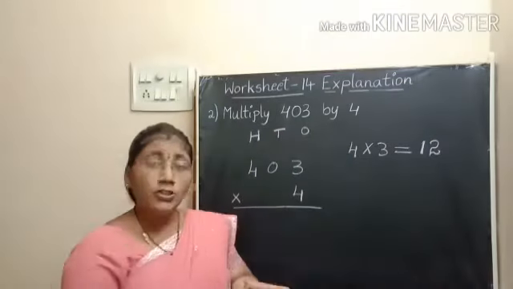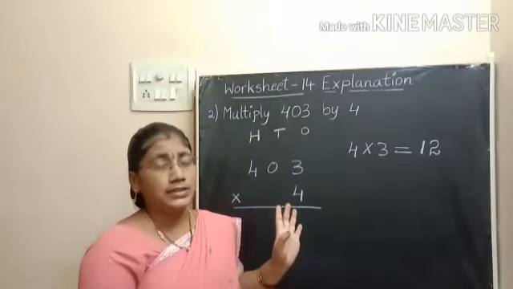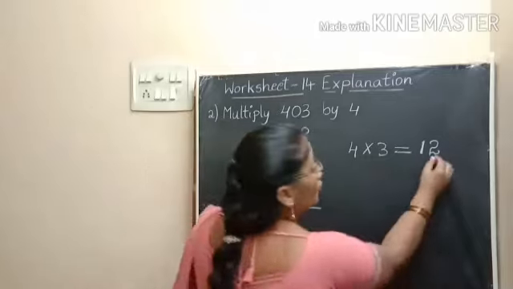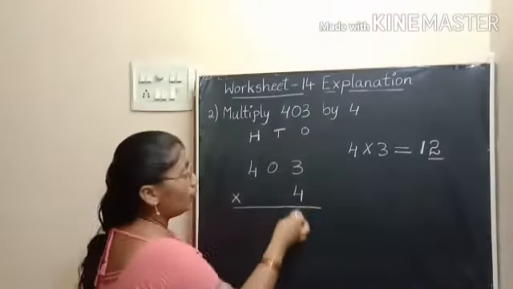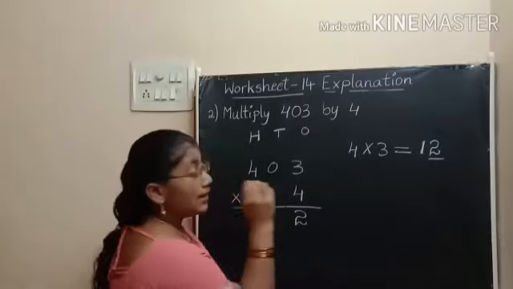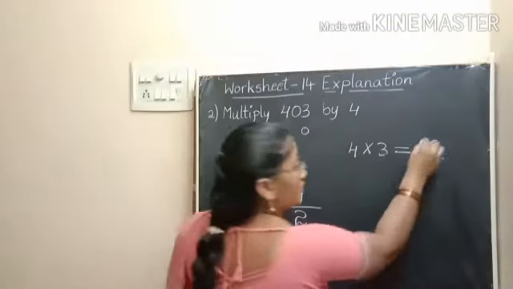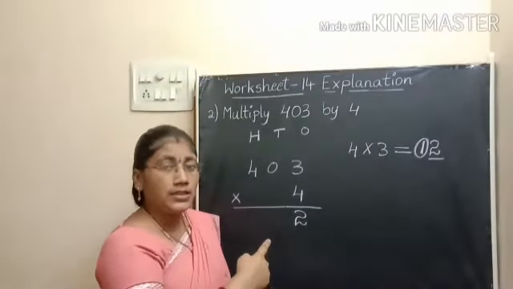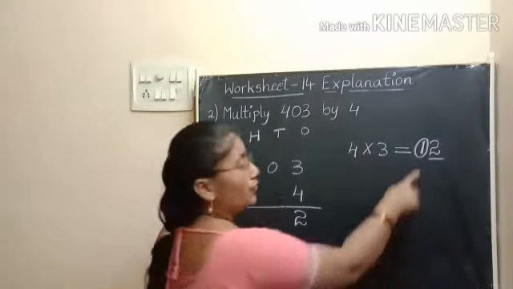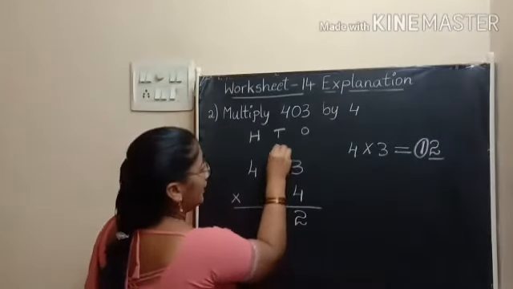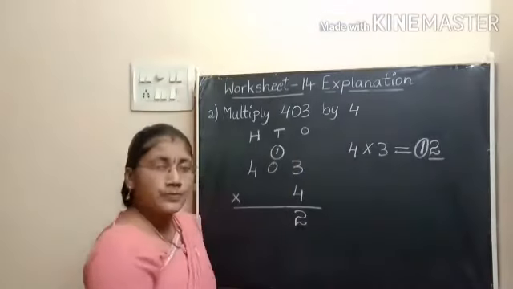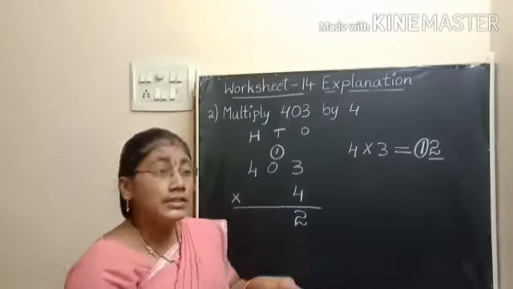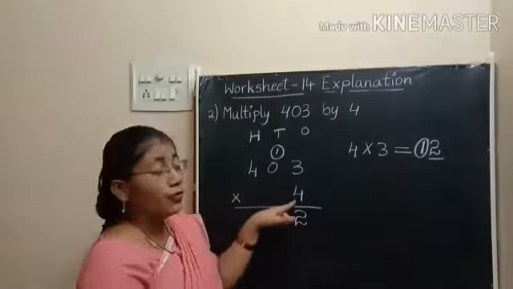But we need to take only a single digit as the result. That's why we should write the right side digit 2 as the result in the ones column. Next, the left side digit we should pass to the next place as a carry. So we should write 1 as a carry in tens place. Understood, children? Then we have to multiply the digit in tens place with 4.